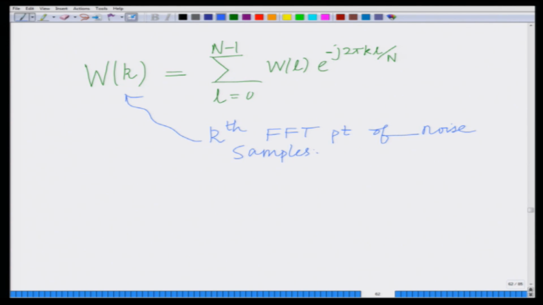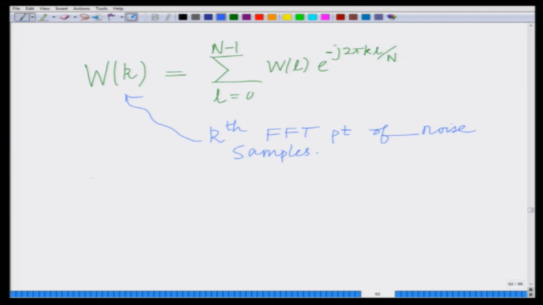What we are going to assume about the noise samples is that each wl is IID Gaussian, independent identically distributed Gaussian, and also zero mean, which means the expected value of each noise sample wl is 0. The expected value of magnitude wl squared equals sigma squared, that is the variance is sigma squared, and the expected value of wl times wl tilde conjugate, that is the correlation between noise samples l and l tilde, is 0 because these noise samples are independent.